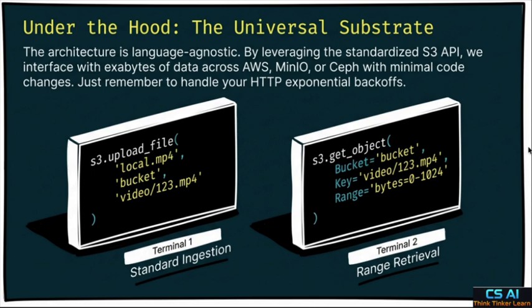The true power of modern object storage is that it has become a universal substrate. The architecture is language agnostic. Whether you are using Python, Go, or Java, you're likely interfacing via the standardized S3 API. This allows you to move between AWS, MinIO, or Ceph with minimal code changes. Just remember the senior engineer's rule: always handle your HTTP exponential backoffs at the client level.